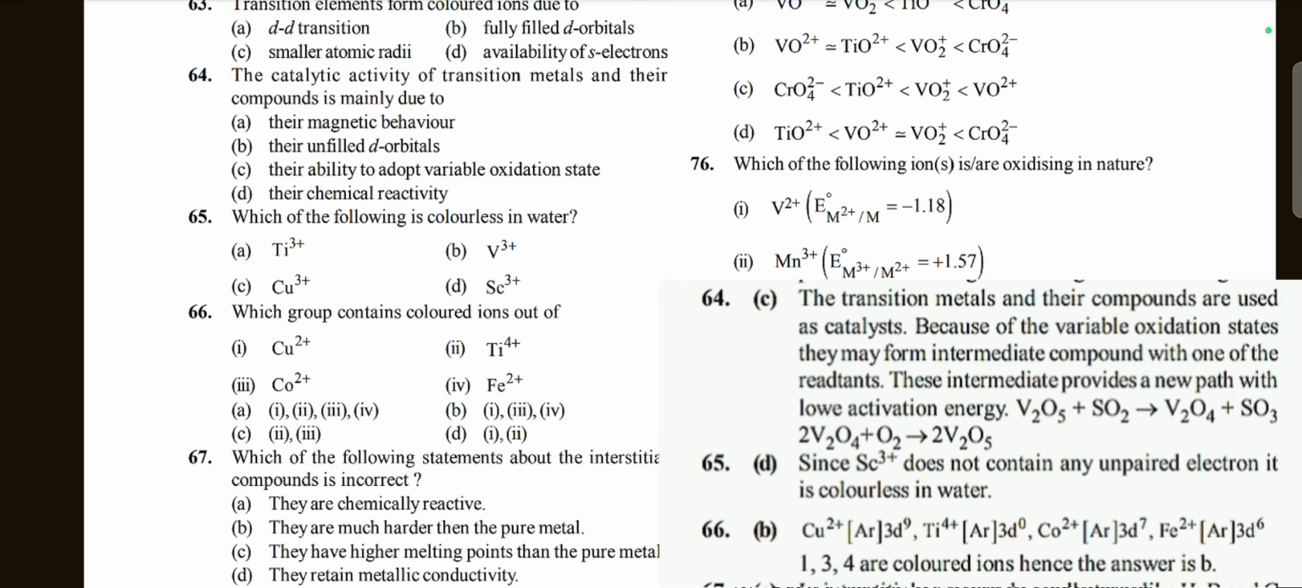Which group contains colored ions out of these? Except Ti4+, all three will be colored, because in Ti4+ there are zero unpaired electrons, so it will not be colored. So the other ones, 1, 3 and 4, will be correct. Option B will be the answer.